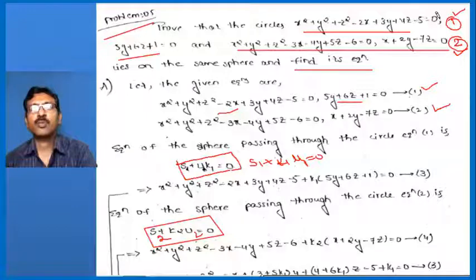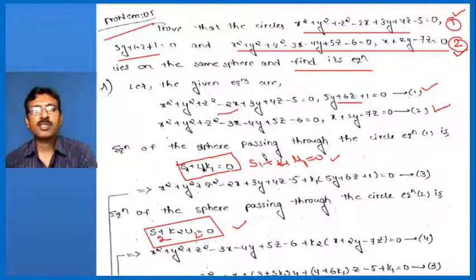Passing through the first circle and passing through the second circle are the same. But here we have taken the two spheres in a different way. The first sphere is S1 plus K1 U1 equal to 0, and the second sphere is S2 plus K2 U2 equal to 0. So our job is to show that these two spheres coincide, or that the first and second equations are the same.